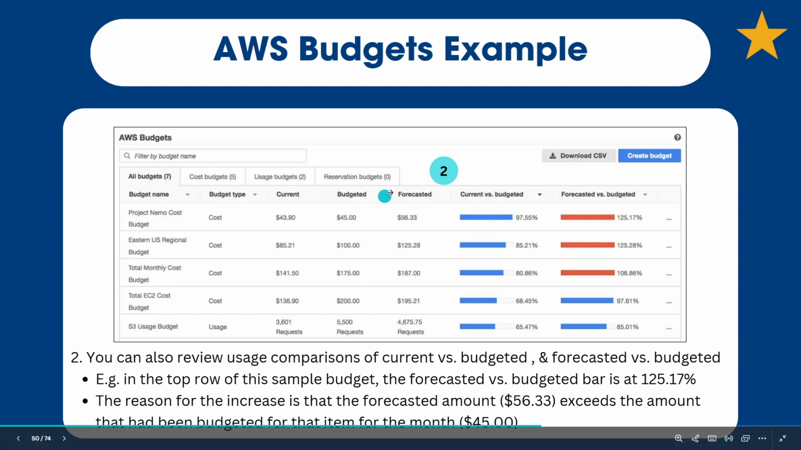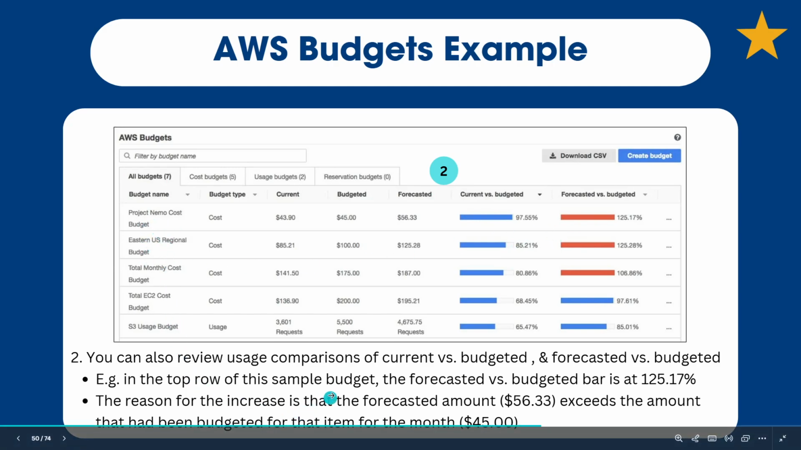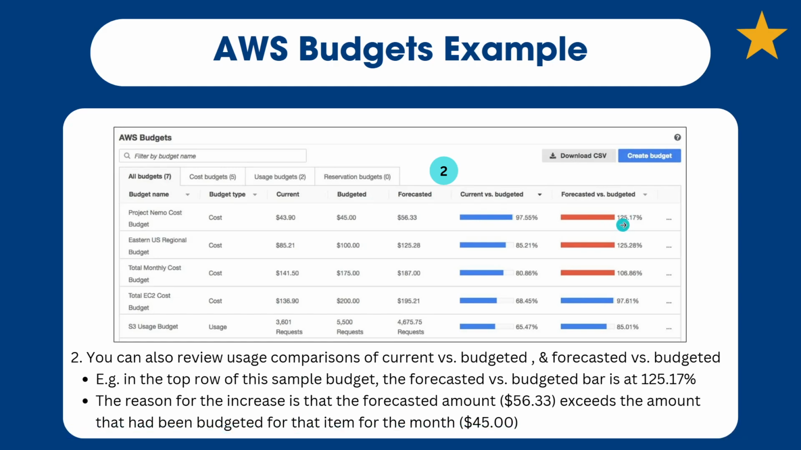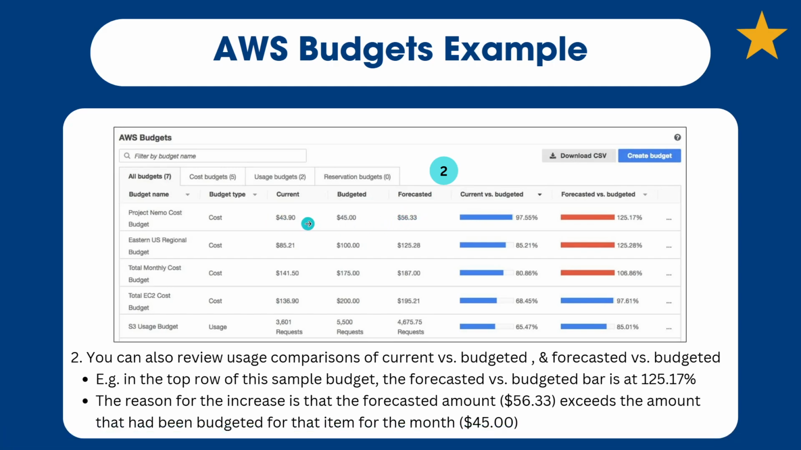So in the top row, as we can see here where the 2's at, of this sample budget, the forecasted versus budgeted bar is currently at 125.17%. That means that what they predict that you'll use in, for example, this project Nemo, they predict that we're going to go over by 25%, right? Everything over 100% is what you're exceeding the budget by. So the reason is because the forecasted amount is $56, which is roughly around 25% higher than our budgeted threshold of $45.